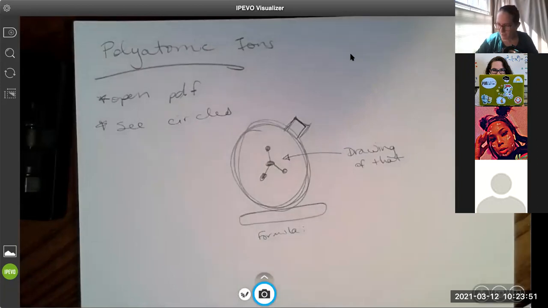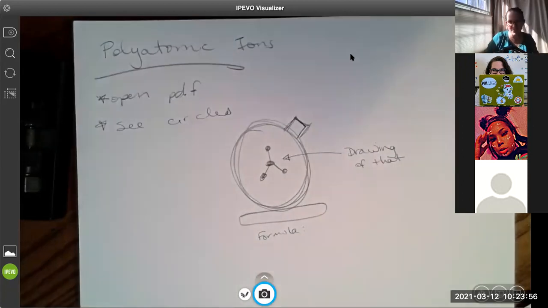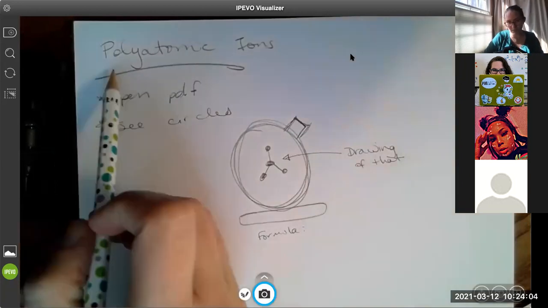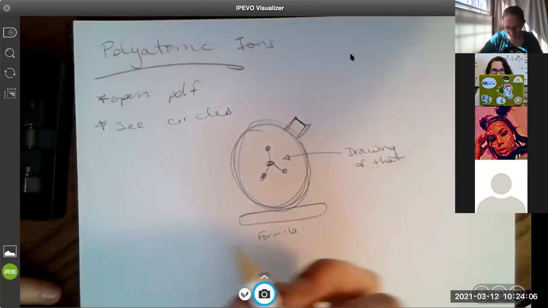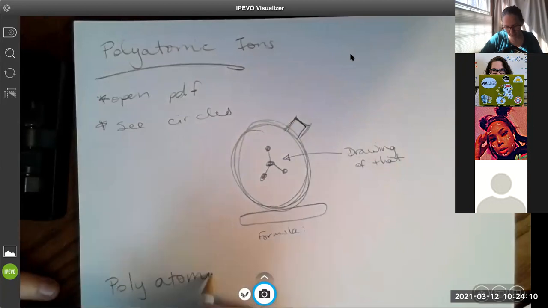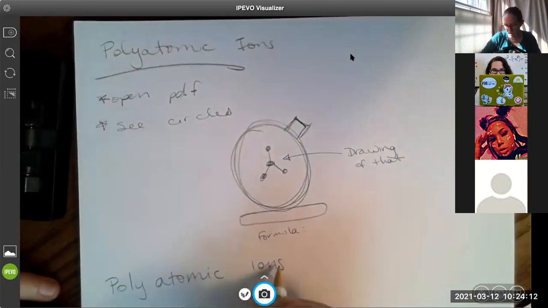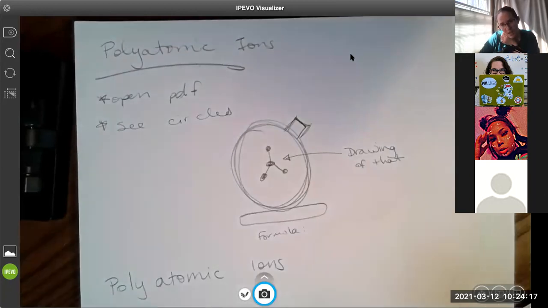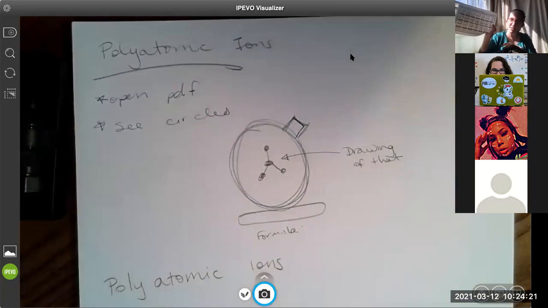Okay. So we're talking a little bit about the anatomy of each of these things. And then I realized that I didn't even tell you what we're looking at yet. We wrote this name down, but we haven't looked into it. So we're looking at polyatomic ions. Usually I hand you this page and ask, what do you notice?